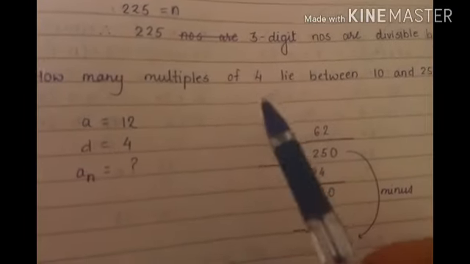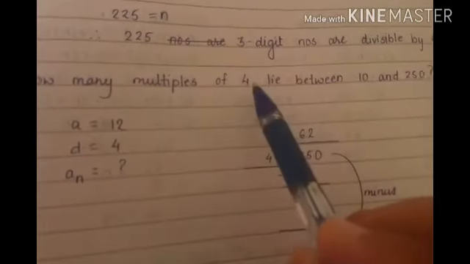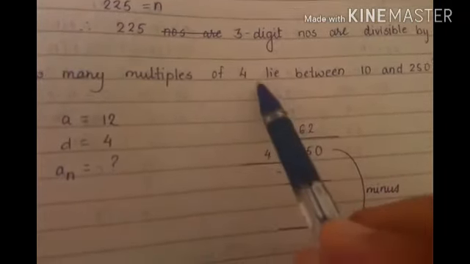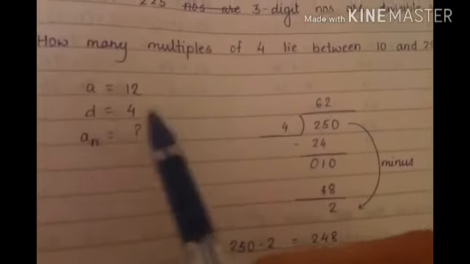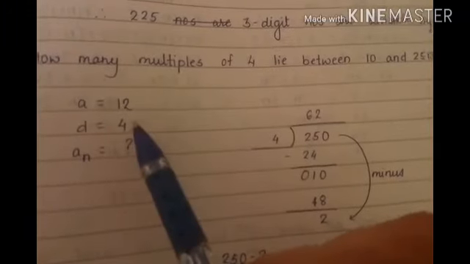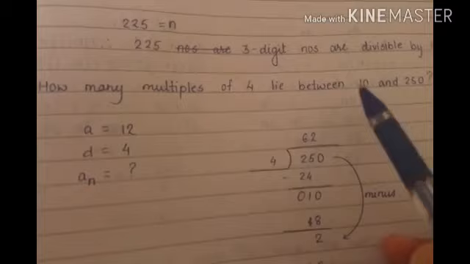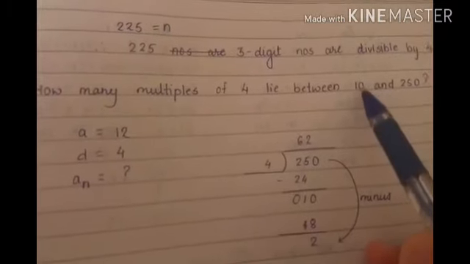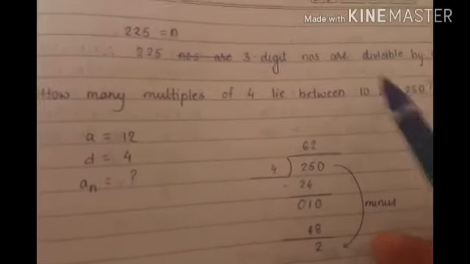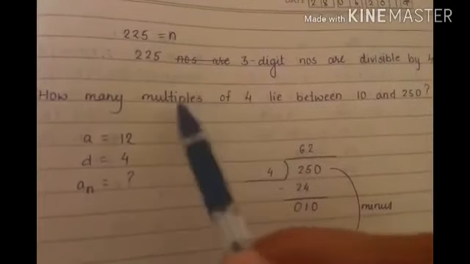Now, how many multiples of 4? That means what are the numbers divisible by 4 that lie between 10 and 250? Multiples of 4 is given, that means d will be 4. If multiple of 7 was given, then d would have been 7. Now, which is the first number divisible by 4 that is present between 10 and 250? It's very easy to find. It is 12.